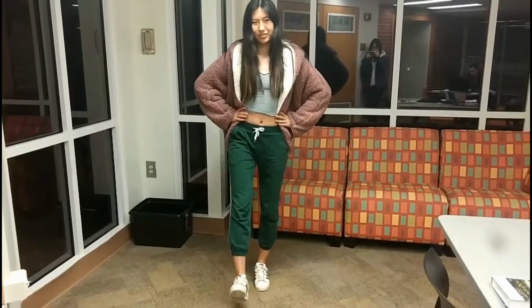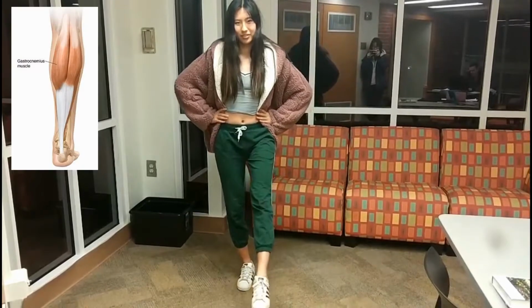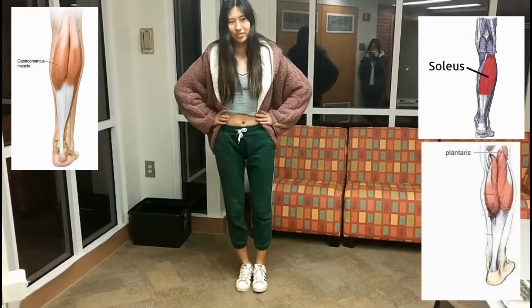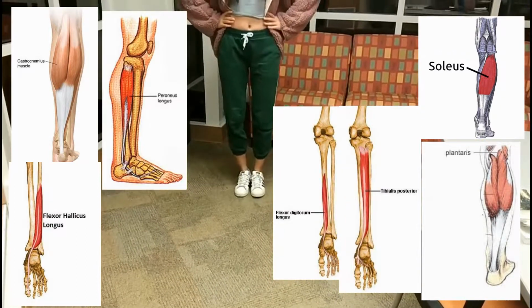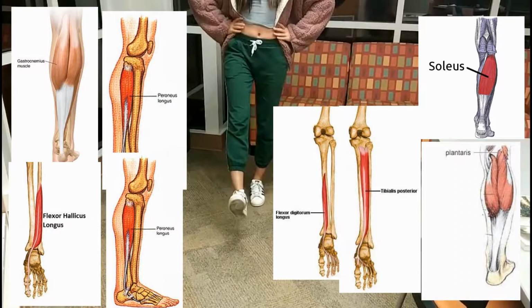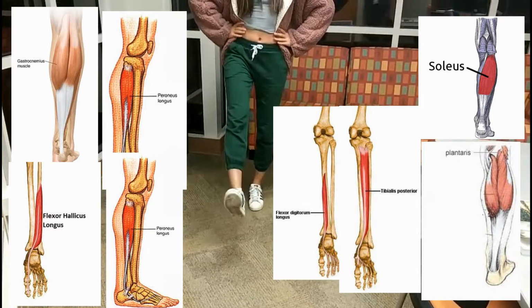The muscles involved in the plantar flexion include gastrocnemius, soleus, plantaris, flexor hallucis longus, flexor digitorum longus, tibialis posterior, peroneus longus, and peroneus brevis.